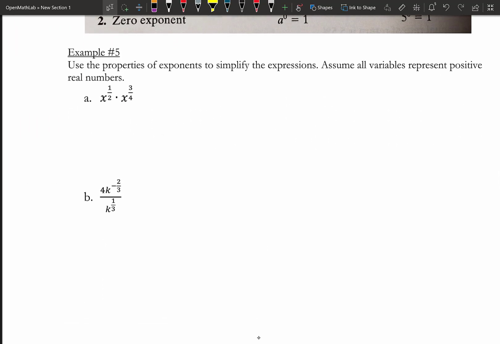Number 5, part A, we have x to the 1/2 power times x to the 3/4. That's the same base multiplied, so we apply the rule where we add the exponents. This would be x to the 1/2 plus 3/4. In order to add those, we need common denominators, so 1/2 can be written as 2/4. Then 2/4 plus 3/4 is x to the 5/4. So that's simplified.